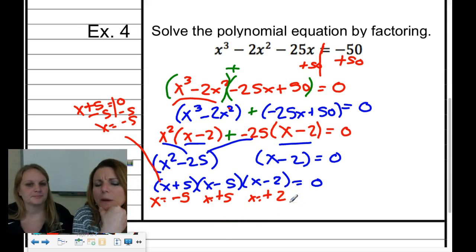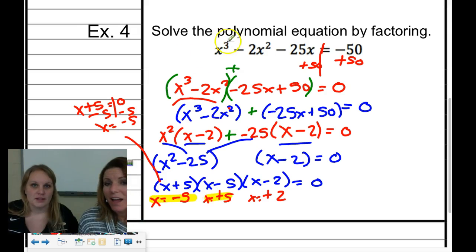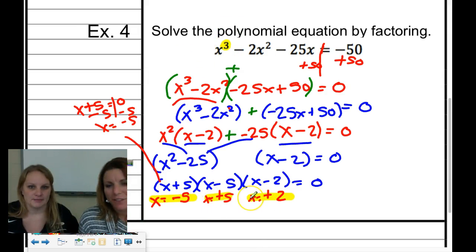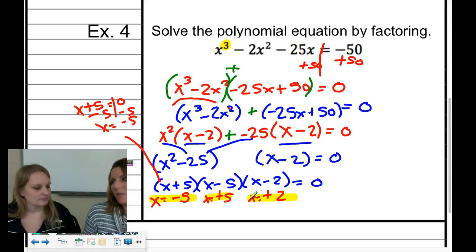And notice how many roots we got. How many? 3. And what is the degree of our polynomial? Well, it's to the third, so we did it right. The degree is 3. The roots is 3. They're supposed to be the same.